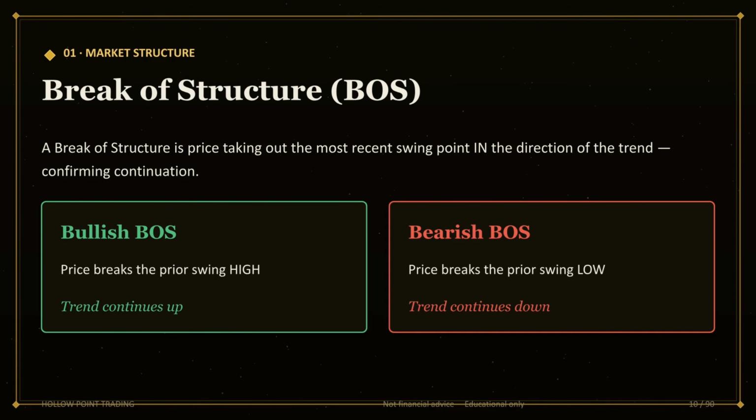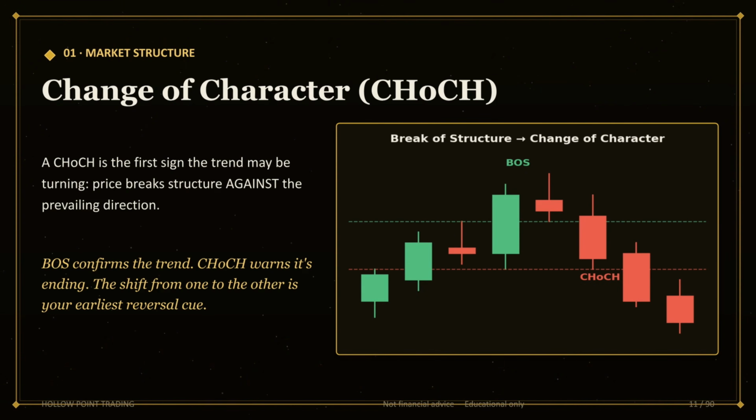A bullish BOS occurs when price breaks a prior swing high, while a bearish BOS occurs when price breaks a prior swing low. A change of character, or CHoCH, is your earliest warning that a trend might be reversing. This happens when price breaks structure against the prevailing direction.